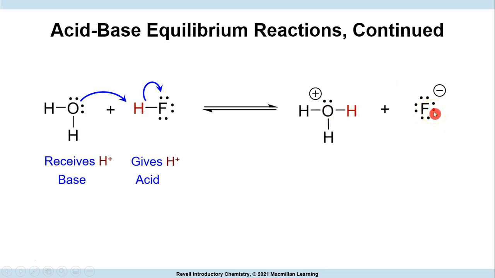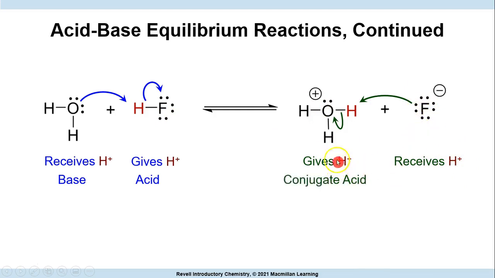the fluoride. Now if we look at the reaction from the right, we'll see that the fluoride is going to pick up the proton from the hydronium to form hydrofluoric acid, which means that the fluoride receives the proton and the hydronium ion donates the proton. So the proton acceptor here is the base and the proton donor is the acid.